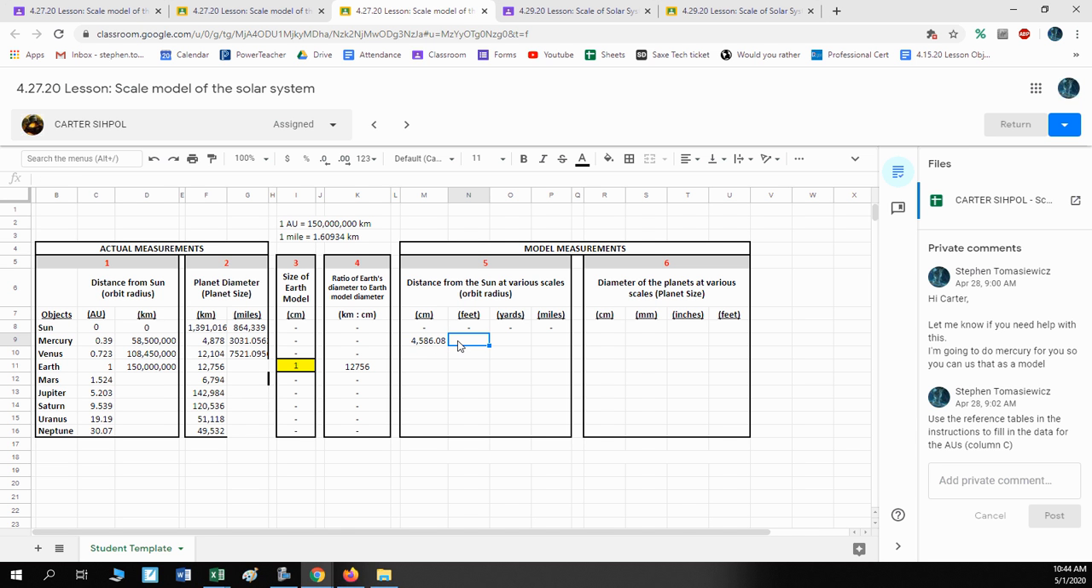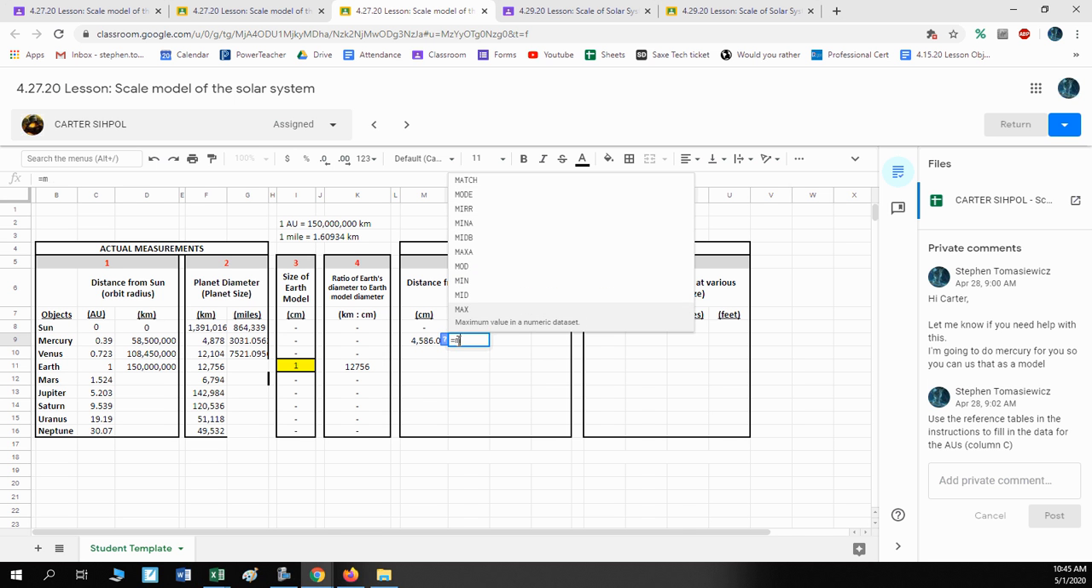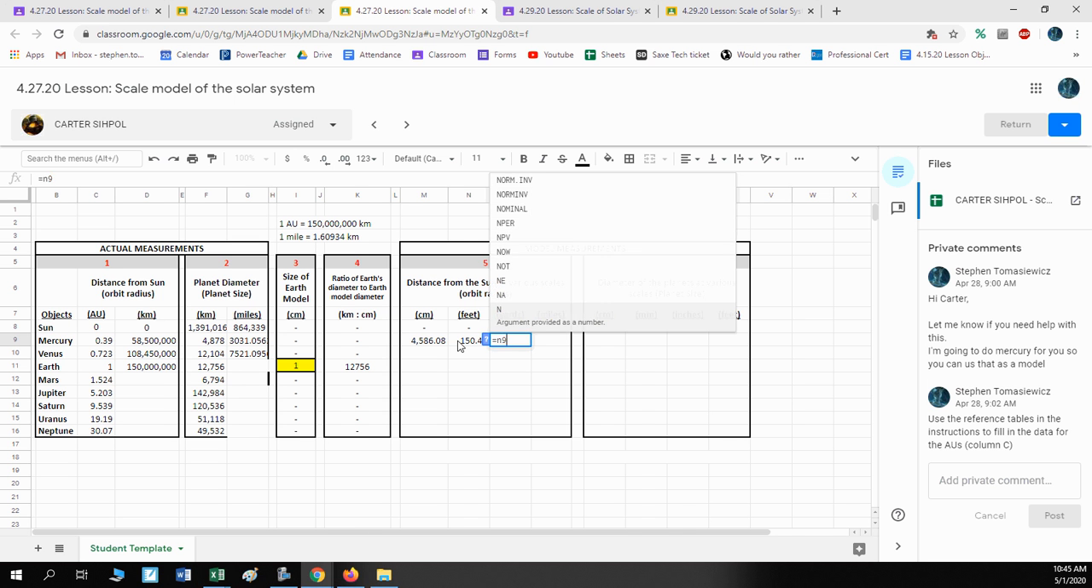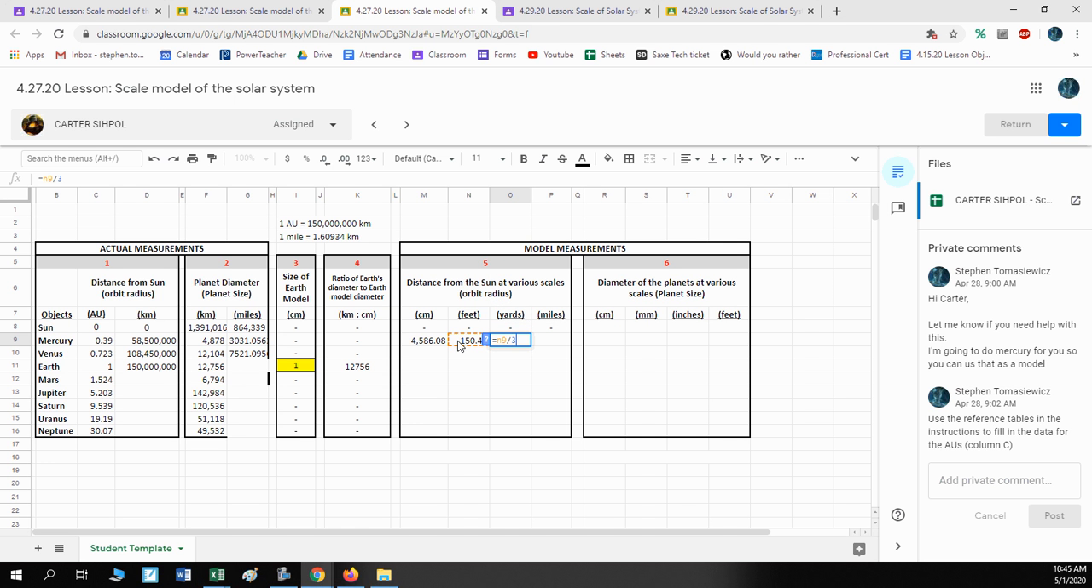Now we want to convert that into feet. So we're going to reference this cell and convert it into feet. This equals M9 divided by 30.48, because that's the conversion factor to go from centimeters to feet. Now we're going to convert to yards. This equals N9 divided by 3, because there are 3 feet in every yard. And then lastly, we'll convert to miles. This equals O9 divided by 1,760, because there are 1,760 yards in a mile. And boom, there you go. Now you have Mercury's distance from the sun at various scales. And again, if you change the size of your model Earth, all that information will be updated.